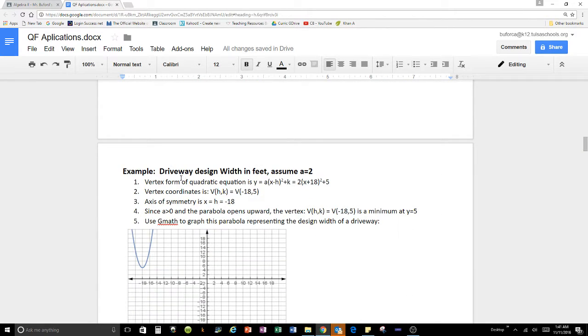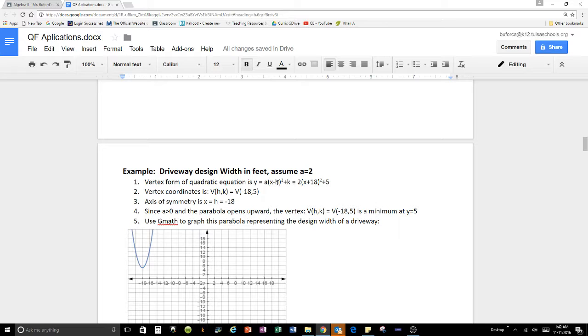And so here I have an example. I've already sort of worked this out. And so we can see that the first thing we need to do is find the vertex form of the quadratic equation. And that general form is y equals a times x minus h squared plus k. And in this case, we're given that a is equal to 2. So we go ahead and put the 2 there. And now what we need to find out is what is h and k.